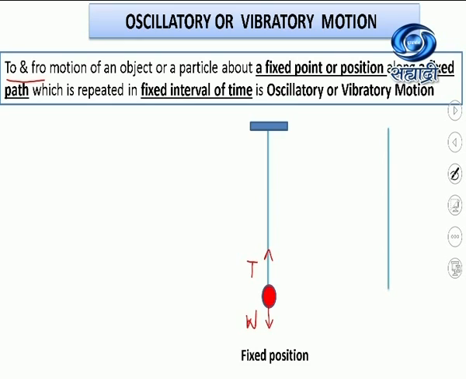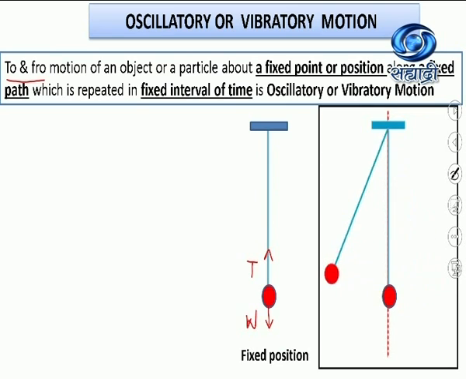Now, if the bob of the pendulum is stretched to the left or right and released, then it starts performing to and fro motion about its mean position, which can be observed here in the animation. So the simple pendulum is said to be performing oscillatory motion along a fixed path.